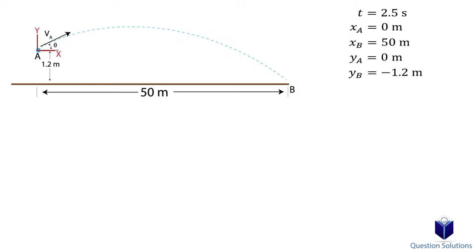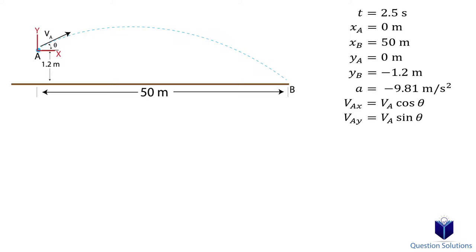Let's not forget about gravity in the y direction. So a is equal to negative 9.81 meters per second squared. The last two things we need to consider are the velocity in the x direction and y direction. Velocity in the x direction is VA cos theta, and in the y direction, it's VA sine theta.